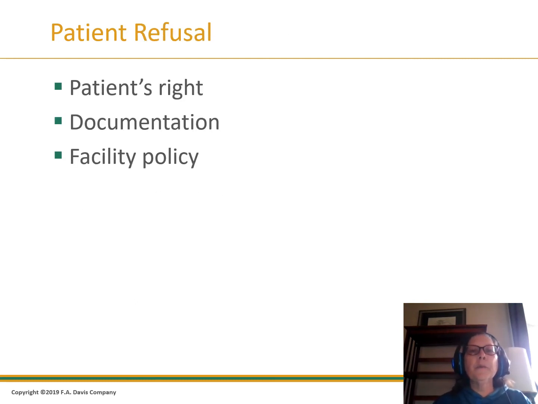Patients have the right to refuse treatment. Never collect blood from someone who is not willing. You should report that the patient declined in the order and follow facility policies.